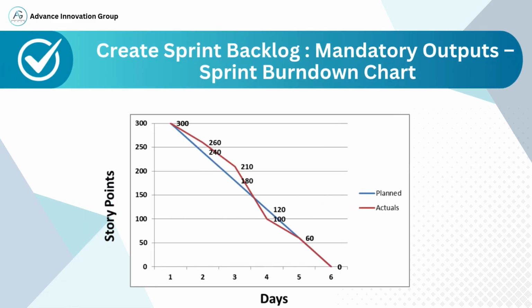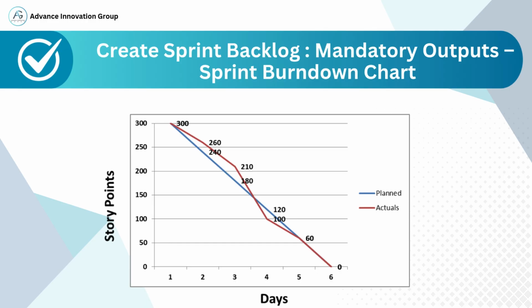This slide visually demonstrates the Sprint Burn Down Chart, which is a mandatory output of sprint planning and daily tracking. The x-axis represents the sprint days, and the y-axis shows the story points, which quantify the total work to be completed. We can observe two lines on this chart. The blue line indicates the planned burn down, representing the ideal pace at which the team should complete the work. The red line represents the actual progress, updated daily based on the team's completion of tasks.